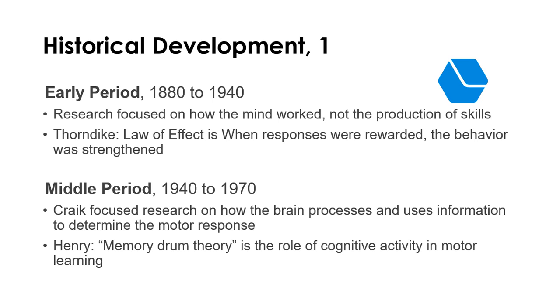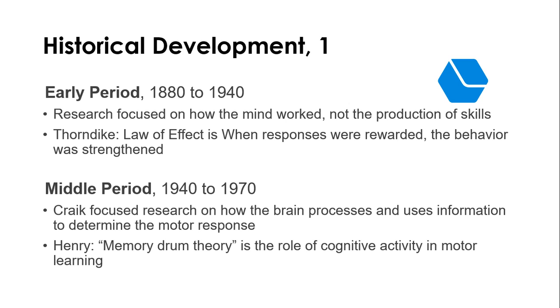The early period from 1880 to 1940, the middle period from 1940 to 1970, and then the present period, 1970 to present day. During the early period, although researchers investigated the acquisition of motor skills, their research focused on trying to understand how the mind worked, rather than seeking to understand how skilled movements were produced.